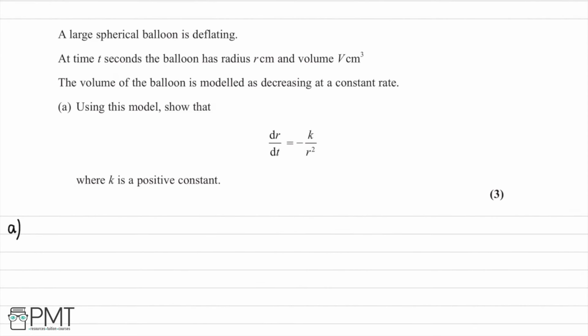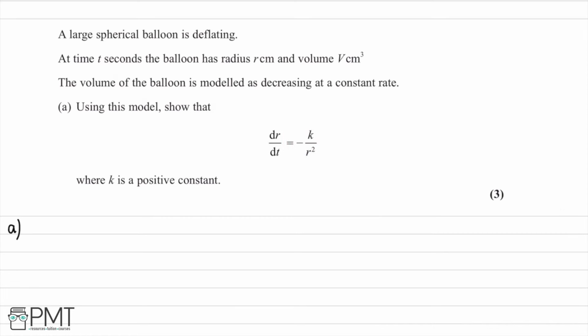So here in this question, we're told that a large spherical balloon is deflating. We're told that at time t seconds, the balloon has radius r centimeters and volume V centimeters cubed. And we're told that the volume of the balloon is modeled as decreasing at a constant rate. We're asked to use this model to show that dr by dt, so the change in radius with respect to time, is equal to negative k over r squared, where k is a positive constant.